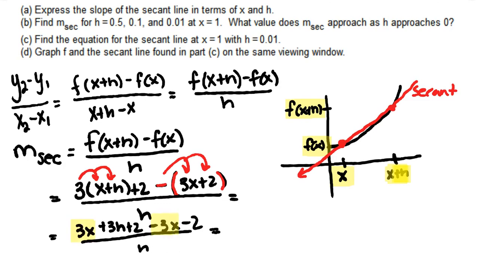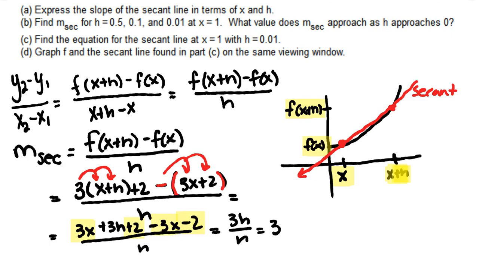3x minus 3x is 0. 2 minus 2 is 0. And I'm left with 3h over h. The h's cancel, and I have 3. So the slope of the secant line is 3.